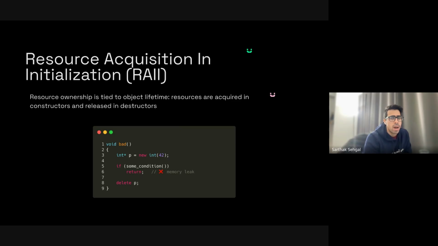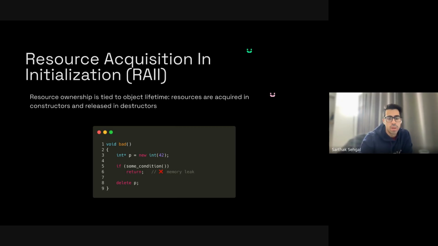But with RAII, the resource ownership is tied to the object lifetime. So when we do return in this function on line 6, the object lifetime is over. P no longer exists on the stack, but the resource is still there. RAII aims to solve this problem, and here's how we can implement it.